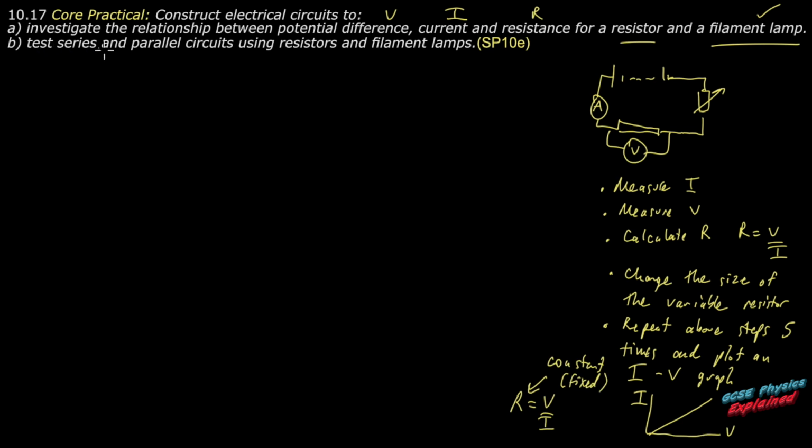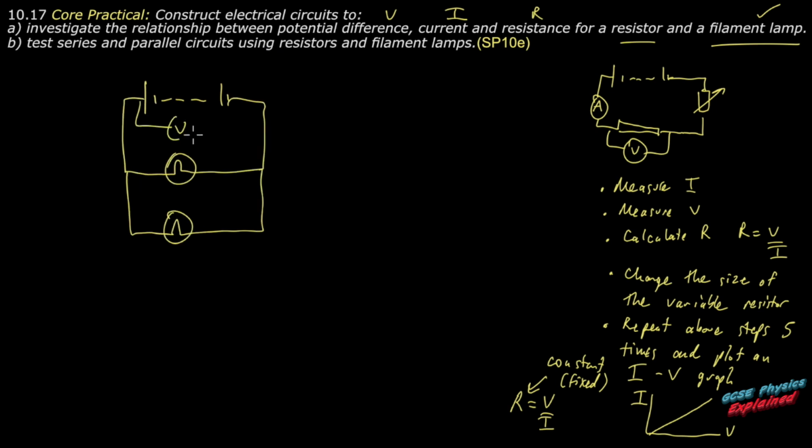Part B. Test series and parallel circuits using resistors and filament lamps. So to test a parallel circuit, what you'll be looking for is to just measure the voltage in each branch to show that the voltage in each branch is the same. So if I call that V1, V2 and V3, you'd have V1 equals V2, which equals V3, and it doesn't matter if that's a filament lamp or a resistor in each branch.